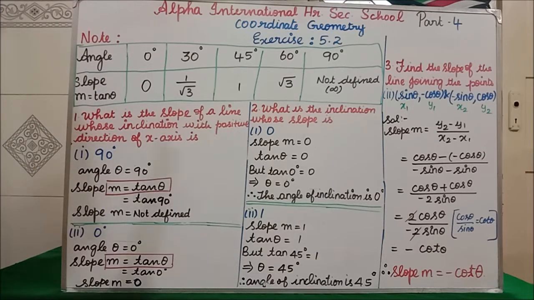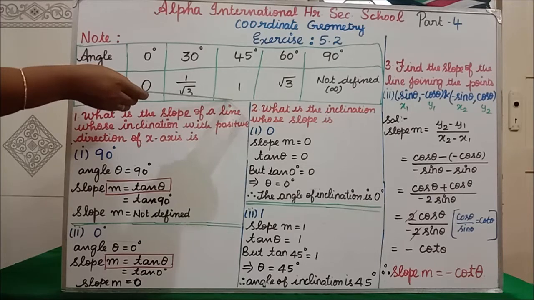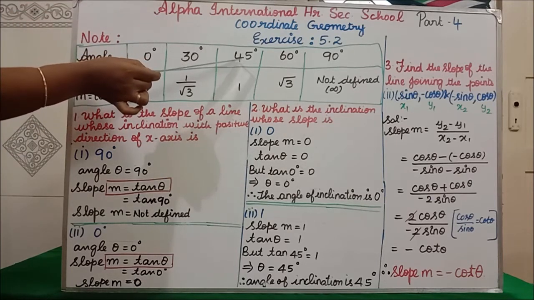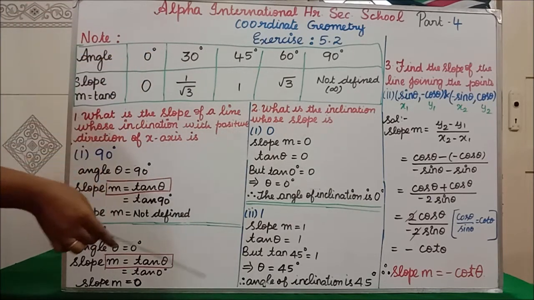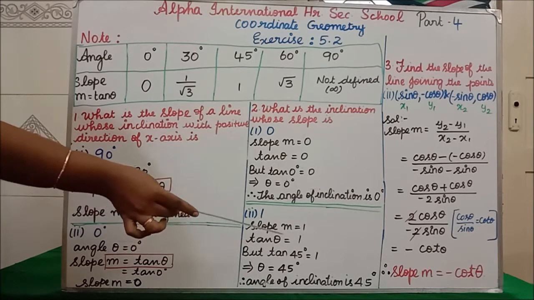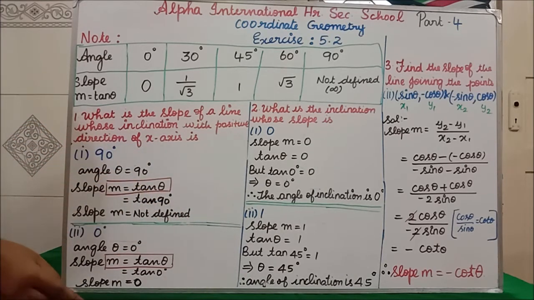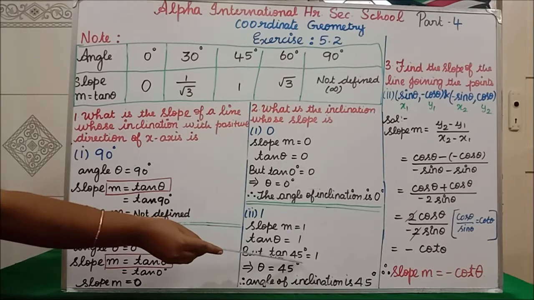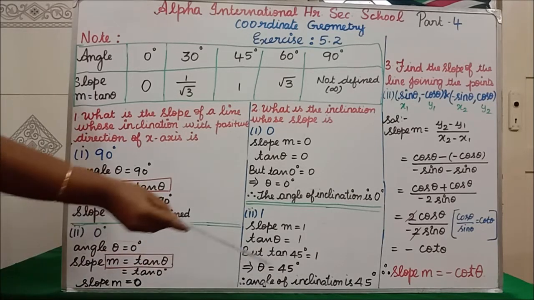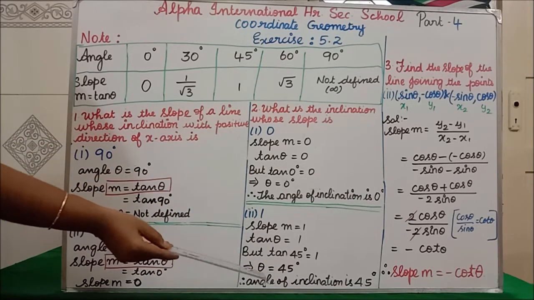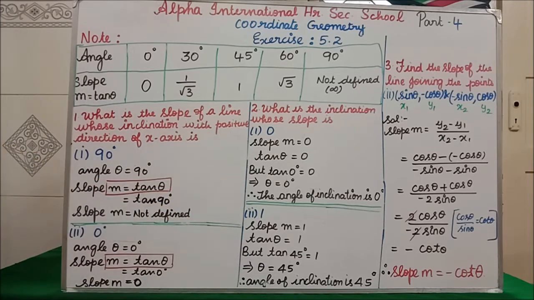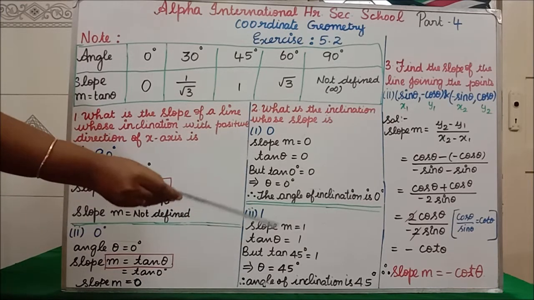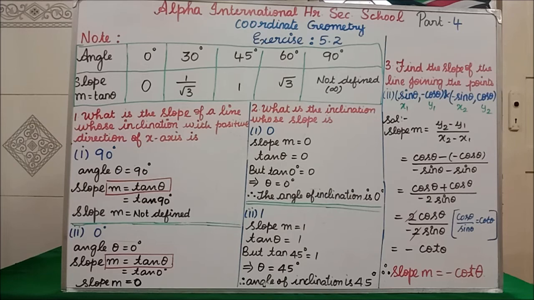When will we get 1? Only tan 45 degree gives us 1. So tan 45 degree is equal to 1. So in the place of theta, what am I having now? In the place of theta, I am having 45 degree. Implies theta equal to 45 degree. Therefore, the angle of inclination is 45 degree. Theta means what? Angle of inclination.